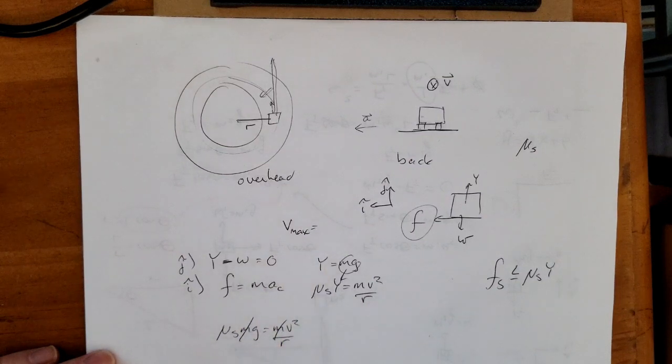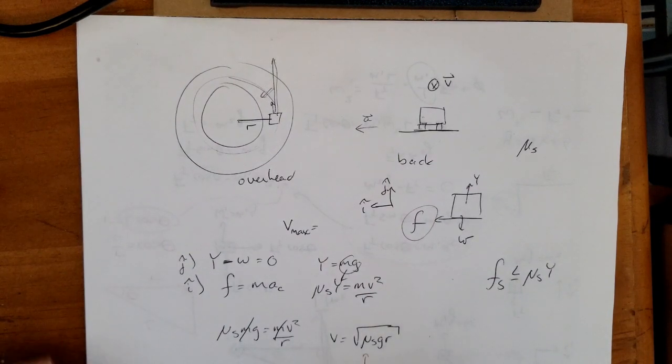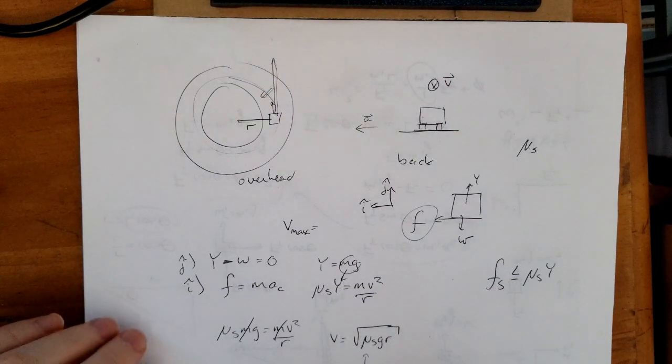The mass cancels out, so the mass of the vehicle is irrelevant as long as it actually exists. And so v becomes the square root of mu_s g r. That is the maximum speed a car can take on the flat surface. I'm trying to remember what mu is between tire rubber and asphalt, for some reason I'm thinking it's 0.7. I'd have to look that up again.